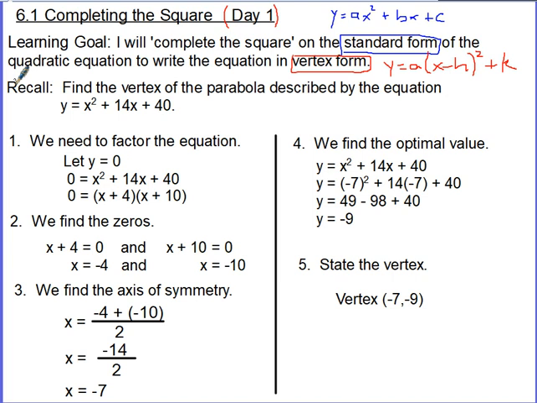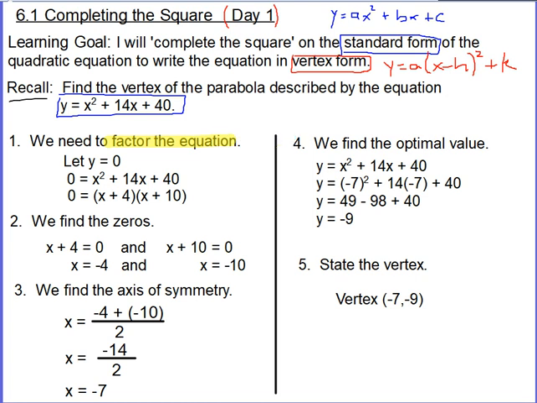Now, up until this point, it says here, recall. Find the vertex of the parabola described by this equation. And here's the equation we have. It's in standard form, and we know that because it's a trinomial: ax squared plus bx plus c. It wants us to find the vertex of this parabola. And up until this point, the only way we know how to find that vertex would be following these five steps. So the first step here would be to factor this equation.